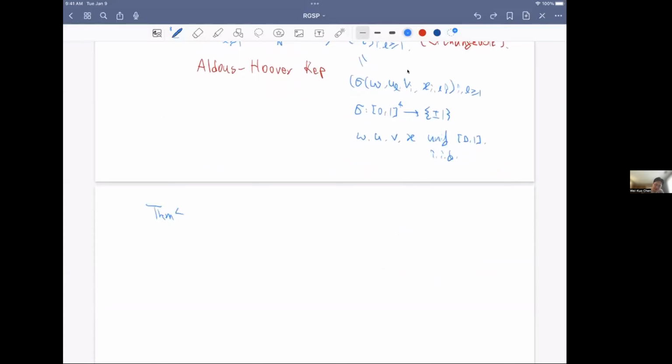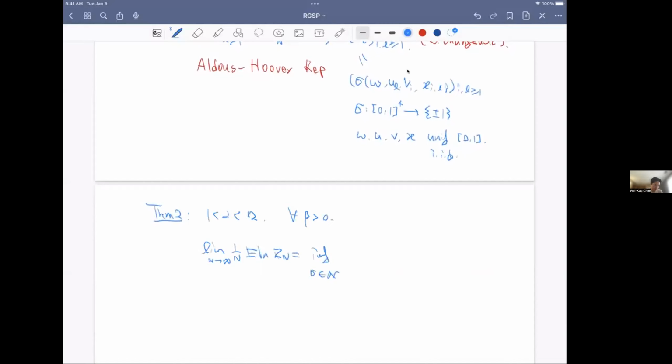This should be number 3. Oh, I think it should be number 2. All right, so the second result is the limit. For alpha bigger than 1 and less than 2, and for any beta positive, you can write the limiting free energy as the infimum over all sigma inside some space of Q of sigma.